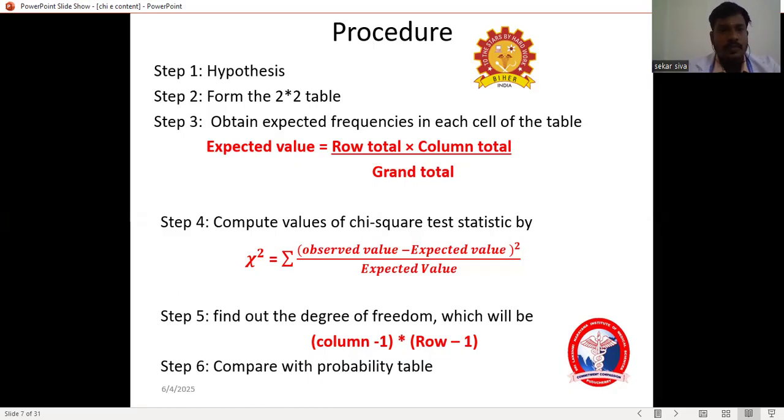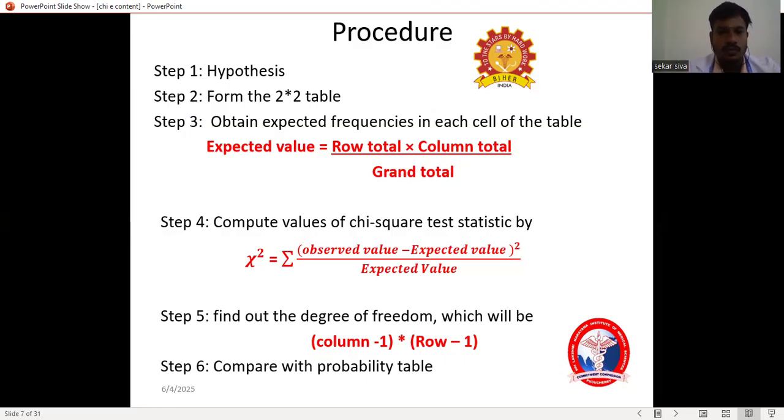Okay. Compare with the probability table. For 1 degree of freedom, the probability table value is 3.841 for chi-square value. Mostly for medical, they will give a 2 cross 2 table. So your degree of freedom will be 1 and the probability value is 3.841 for a 2 cross 2 table. It will not change at all.